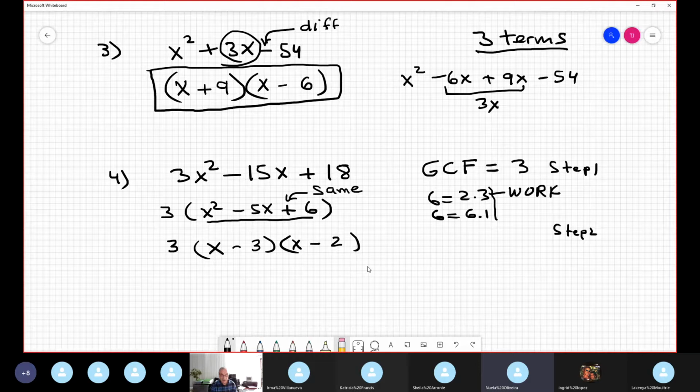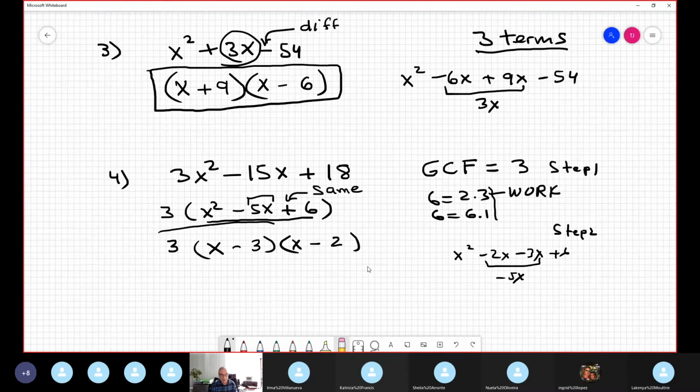And you multiply quickly. x times x is x squared. x times minus 2 is minus 2x. Minus 3x. And it's a plus 6. And when you combine these together, minus 5x, like the original. Look at that. And this is the factorization. The factorization includes the extra 3 that we found in the GCF part, and we break down the trinomial into binomials. End of the story. Any questions?